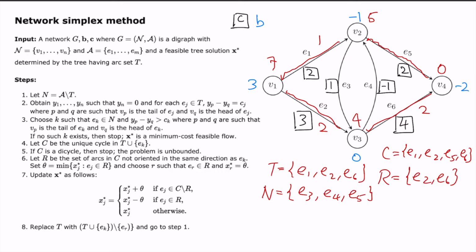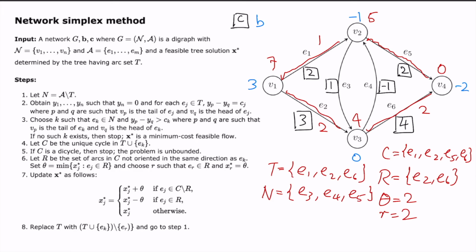And we set theta to be the minimum flow value on the arcs in R. Now, both values are 2, so theta is 2. And we have to choose an index, lowercase r, so that the flow value on the arc E_r is precisely theta. We have 2 choices here. Lowercase r can be 2 or 6, and we're going to choose 2.